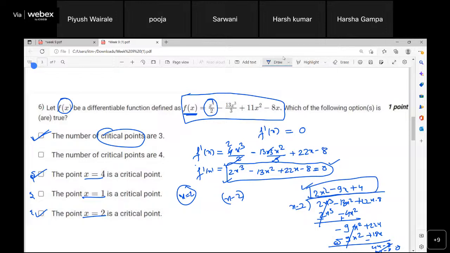So, okay. Just try to differentiate f of x, right? And equate it to 0, and the roots of this particular equation will be my critical points. Okay, anyone, any doubt in this point, in this question?